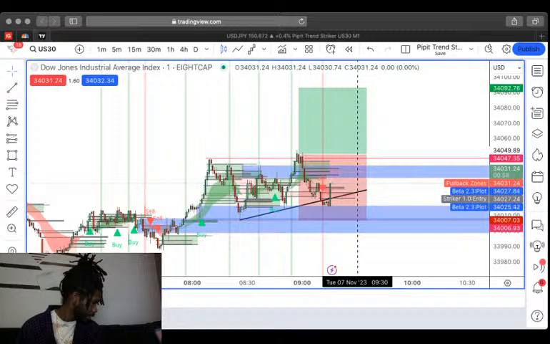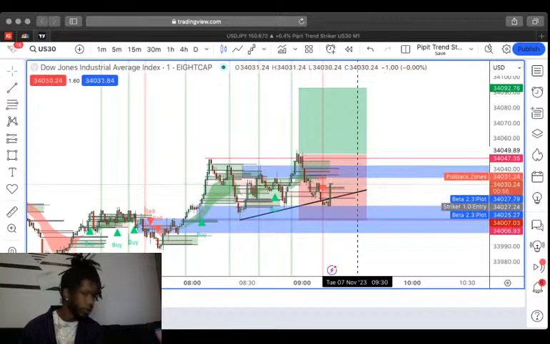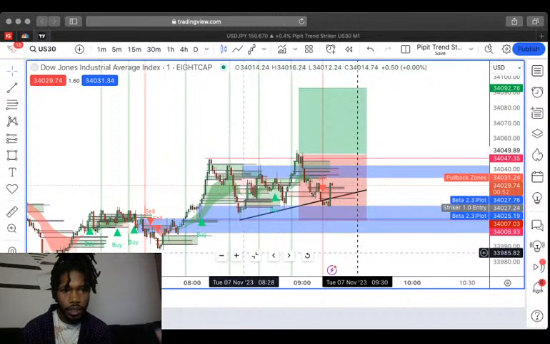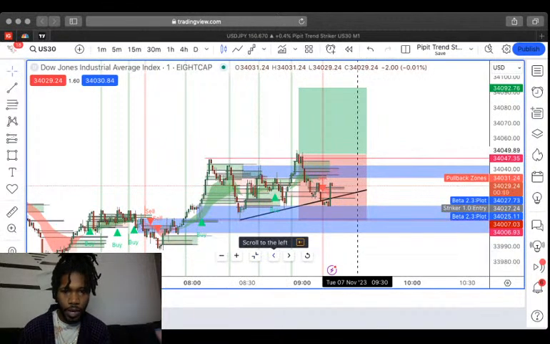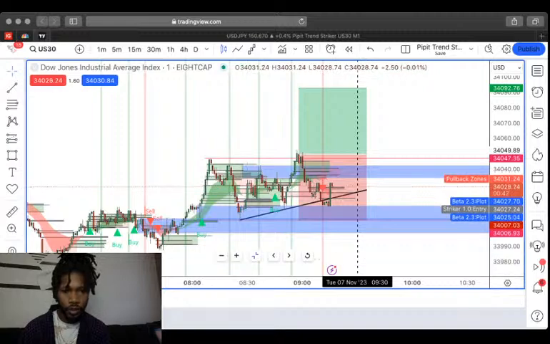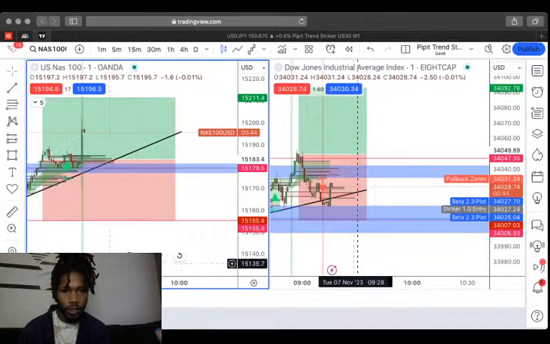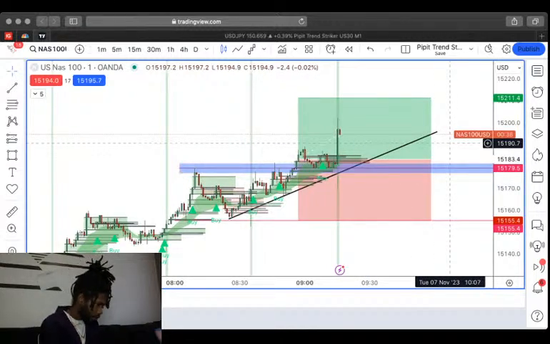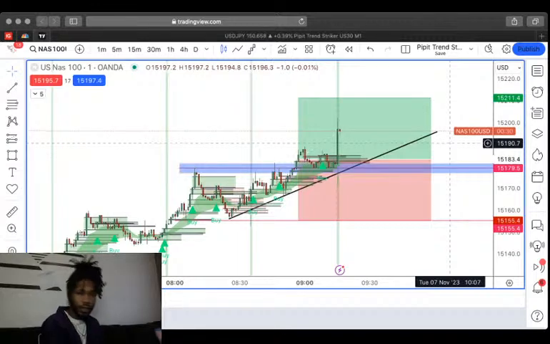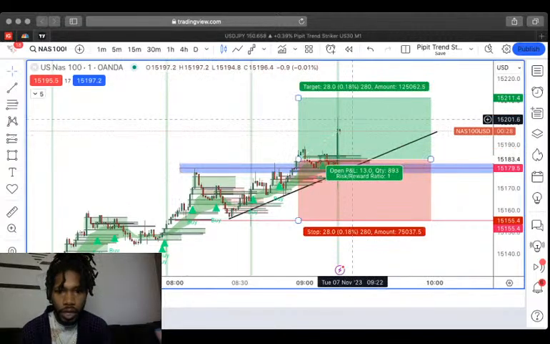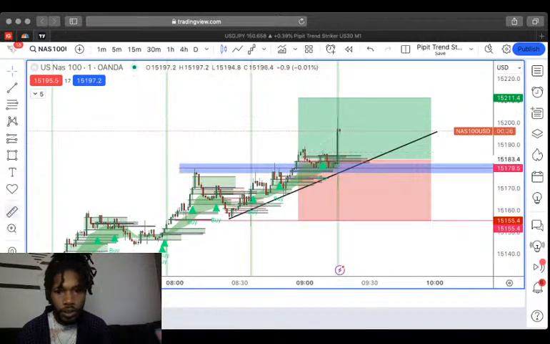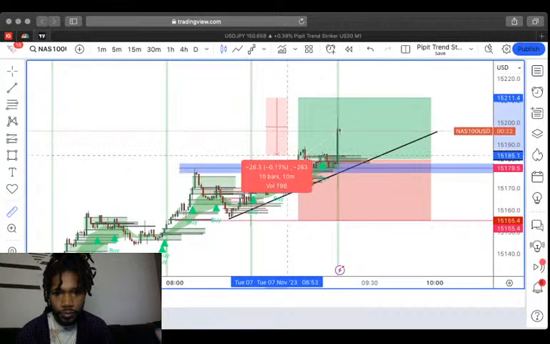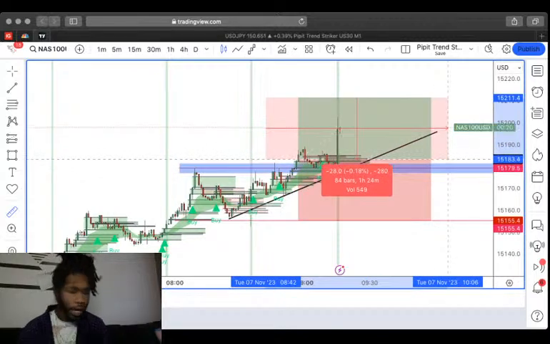NASDAQ is looking good. We are in profit on NAS. And let's go back to that. Our US 30, it looks like it's trying to pull back a little bit. Let's get back to NASDAQ. Boom. That's what I like to look at. We are definitely in profit on NASDAQ. What I'm going to do is, actually, did it reach halfway yet? Trying to see, did it reach halfway? Boom. Yeah, halfway.